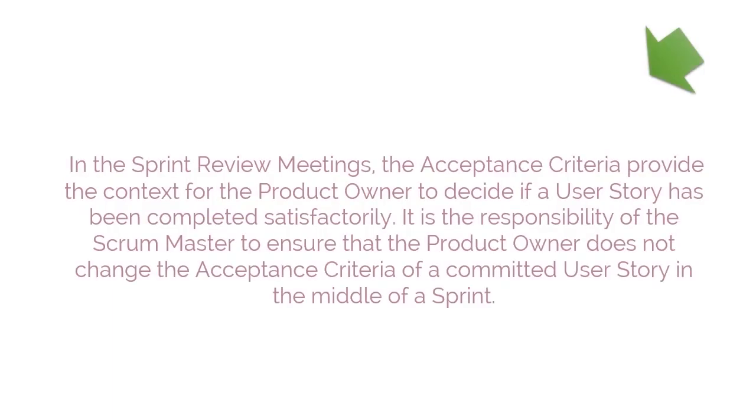In the sprint review meetings, the acceptance criteria provide the context for the product owner to decide if a user story has been completed satisfactorily. It is the responsibility of the Scrum Master to ensure that the product owner does not change the acceptance criteria of a committed user story in the middle of a sprint.